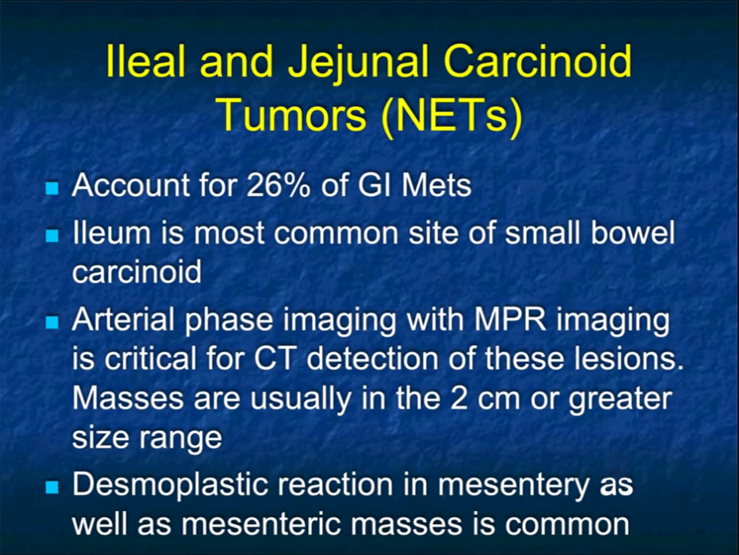Now, the ileal and jejunal tumors are more common, with the ileum being the most common site. Arterial phase imaging with MPR is crucial for CT detection of these lesions. We can be very successful, particularly using MIP imaging and fast injections, at picking up tumors at least 1 to 2 centimeters, which is a level at which we should be able to see the tumor. Often we will see a mass in the mesentery with desmoplastic reaction. Sometimes you can see the mesenteric mass with desmoplastic reaction, so you know you're dealing with a carcinoid tumor, but you may not see the primary. Sometimes the primary is just a couple of millimeters in size.